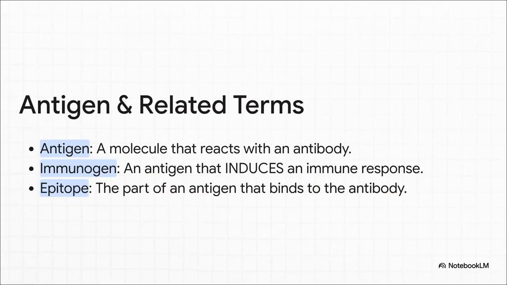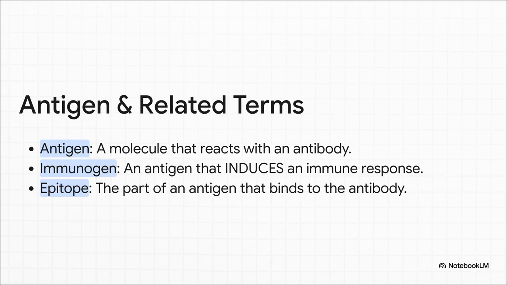Central to this whole idea of adaptive immunity is the concept of the antigen. An antigen is defined as any molecule that can react specifically with a component of the adaptive immune system, like an antibody or a lymphocyte. Now, a very closely related term is immunogen, and this distinction is absolutely crucial. An immunogen is an antigen that is capable of inducing an immune response. So all immunogens are antigens, but not all antigens are immunogens. Some small molecules, for example, can be bound by an antibody, but can't trigger the response on their own.